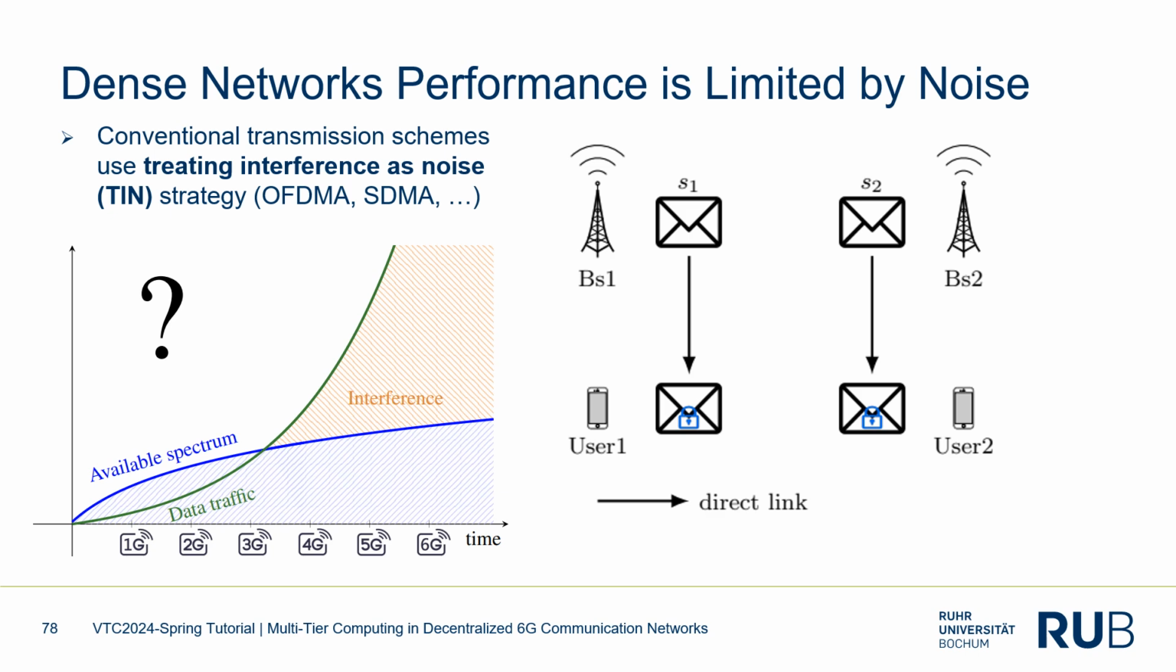So first of all, we start with this slide. On the left-hand side, we have a figure which shows the evolution over time with the different network generations, starting from 1G and going up to future 6G networks. And we see that the available spectrum is rising with the generation, and the data traffic is exponentially increasing. And especially towards the right-hand side, interference becomes more and more problematic.